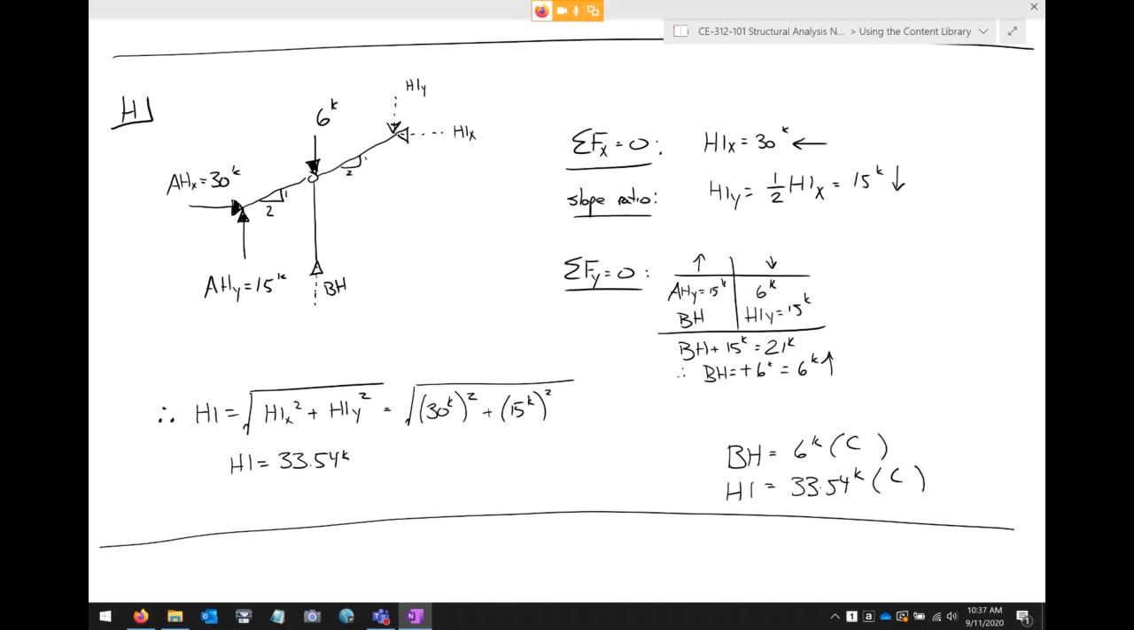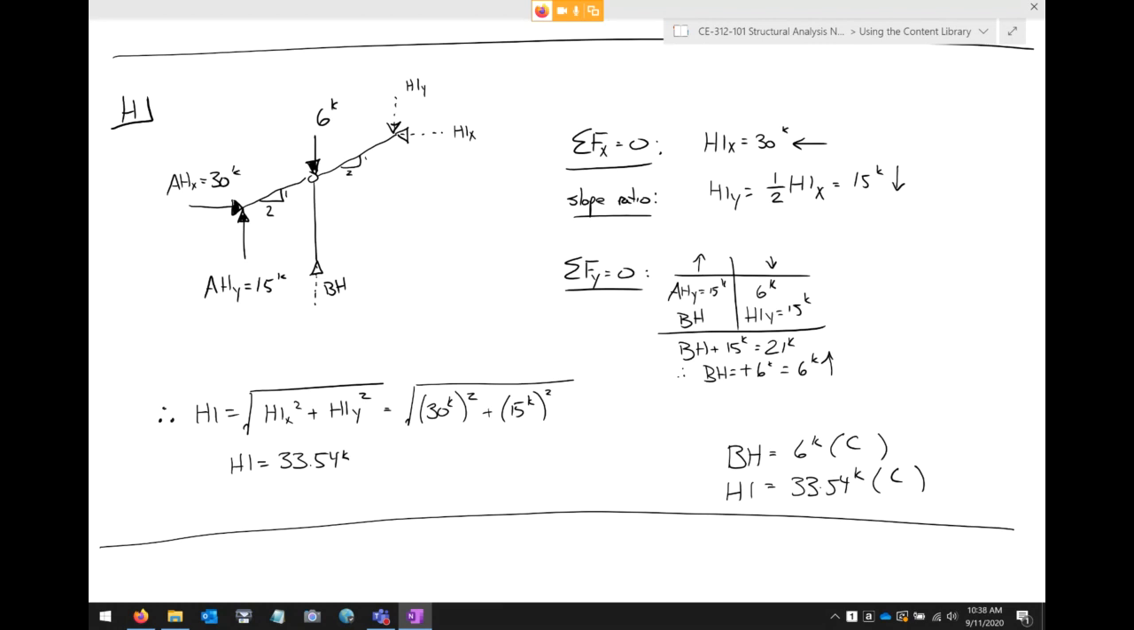They are both compression. So let me go to here. Let me say, okay, this is 6 kips compression. This is 33.54 kips in compression. And so again, if you switch over to the camera, you'll see that I'm starting to fill this in. And that's the idea, to sort of work your way over until you fill the whole thing out. All right, so we did joint A.